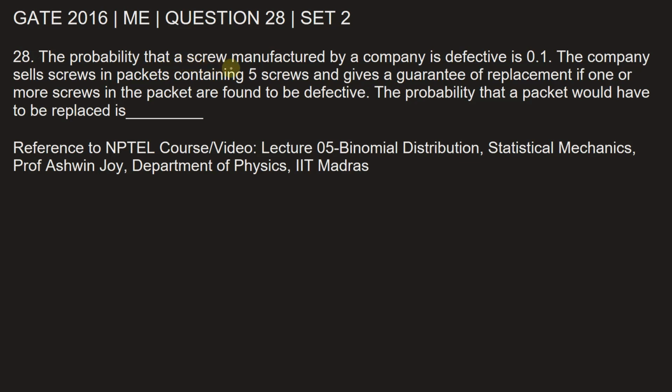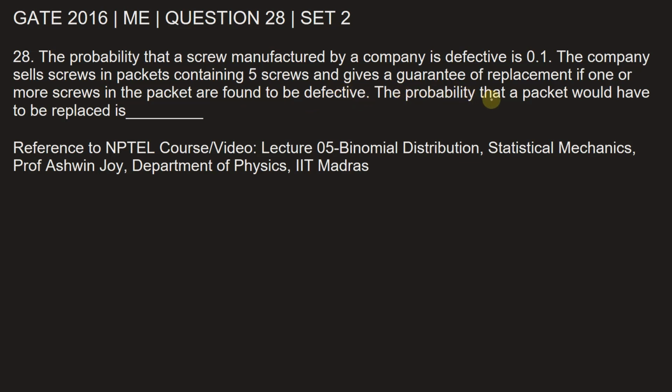The probability that a screw manufactured by a company is defective is 0.1. The company sells screws in packets containing 5 screws and gives a guarantee of replacement if one or more screws in the packet are found to be defective.